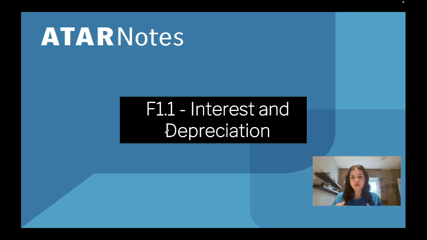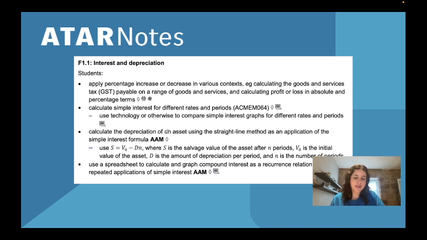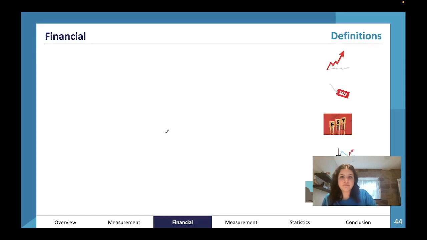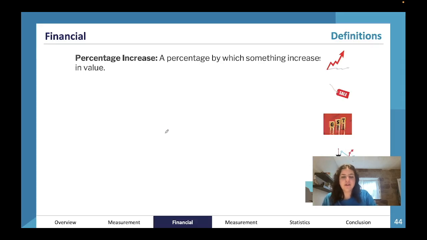All right, we're going to move on to F1.1, which is interest and depreciation. This is the first part of our financial unit. These are the syllabus dot points. I'm going to give you a second to have a look at these. So you can see we're looking at percentage increase and decrease, simple interest, goods and services tax, depreciation. We've got a depreciation formula, and there's also a mention of recurrence relations, not very important.